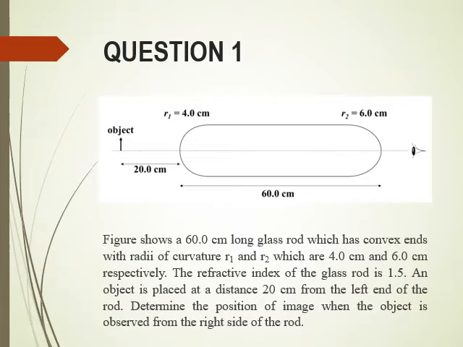Question 1. The figure shows a 60 cm long glass rod which has convex ends with radii of curvature R1 and R2, which are 4 cm and 6 cm respectively. The refractive index of the glass rod is 1.5. An object is placed at a distance of 20 cm from the left end of the rod. Determine the position of the image when the object is observed from the right side of the rod.